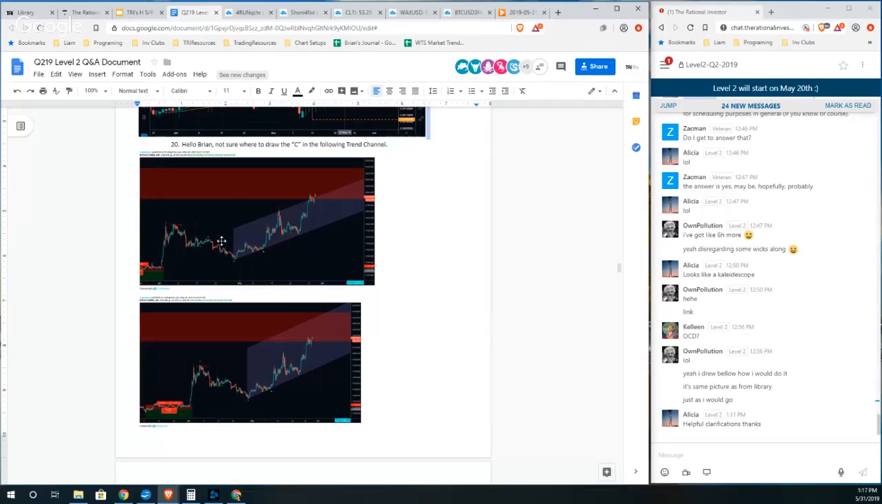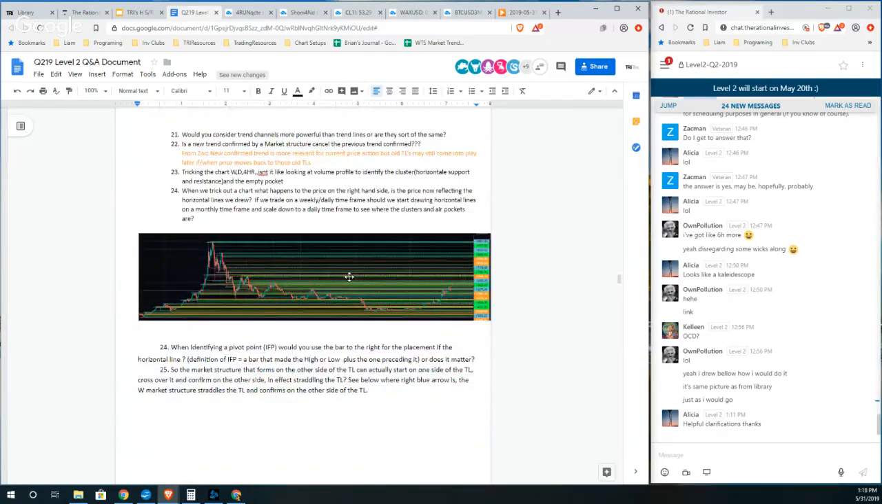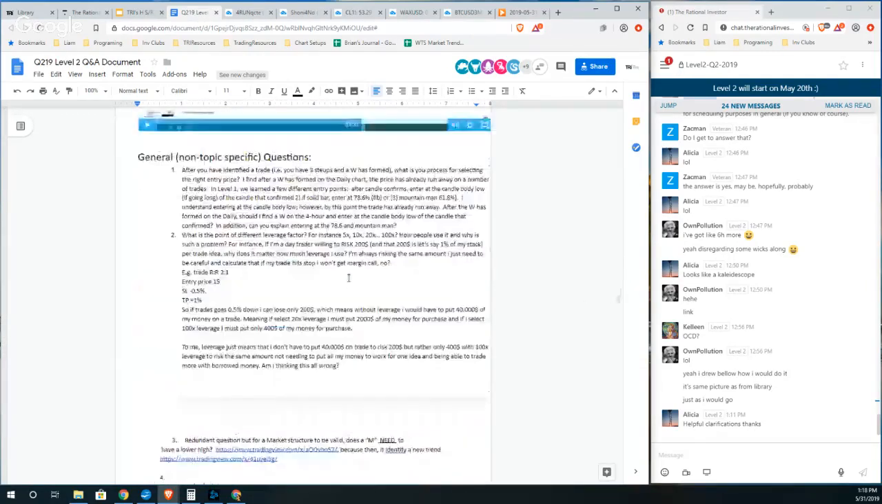I would do both, right? In fact, I would overlay this one on top of this one. And what you'll probably find is that the midpoint of this really big channel lines up with the top of this channel. No reason why you can't do both. Nice and simple.